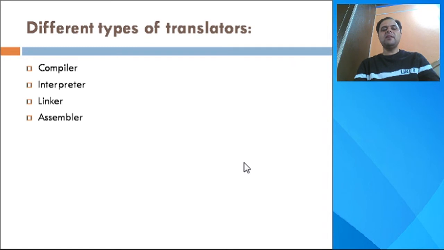So different types of translators. We have compiler, interpreter, linker, and assembler. These are the different types of translators. Now we will discuss them one by one.